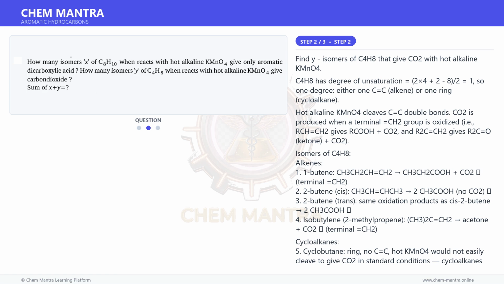Wait, let me reconsider. cis- and trans-2-butene are stereoisomers. The question asks for structural isomers typically, but they are counted as separate isomers in some contexts. However, for C4H8 isomers with C=C: 1-butene, and 2-butene, cis and trans geometric isomers counted as 2 isomers, neither gives CO2. 2-Methylpropene. So Y equals 2: 1-butene and 2-methylpropene give CO2.